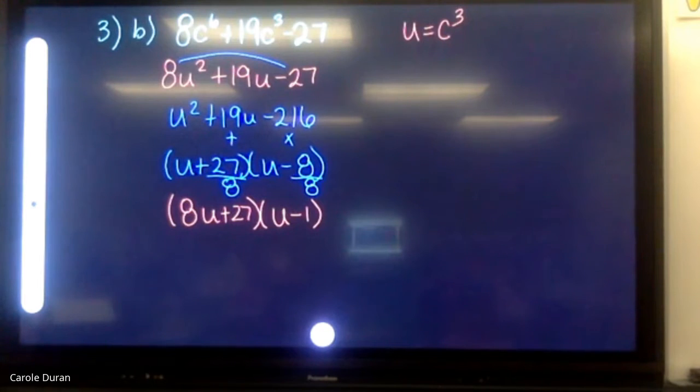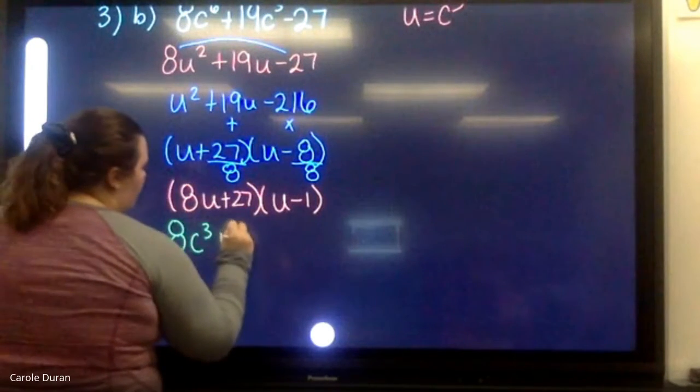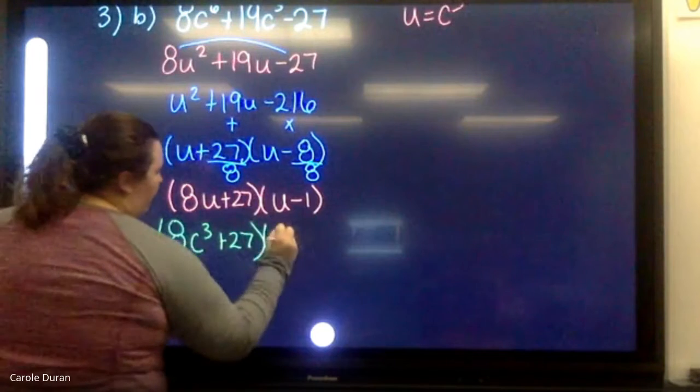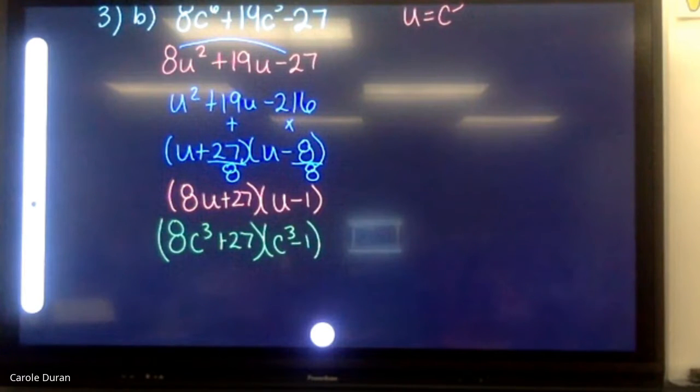Am I finished? Why not? I didn't originally have a u in this problem, so I need to replace it with its original value. We did u equals c cubed, so I need to replace the u now with a c cubed. When I do, I get 8c cubed plus 27, and I get c cubed minus 1. Here's another beautiful special case. These are sum and difference of cubes. So they have a special factoring method as well.